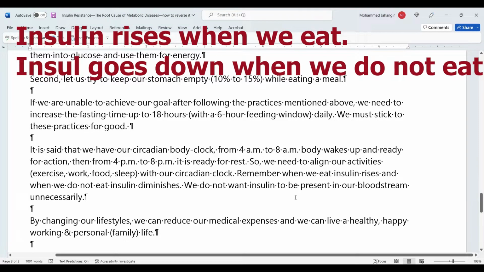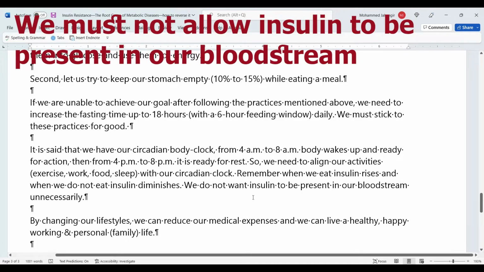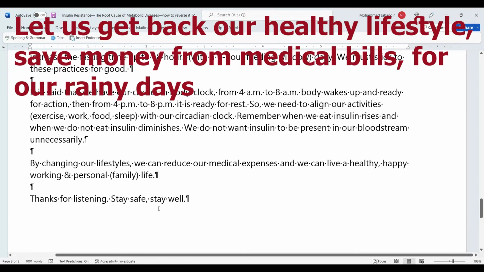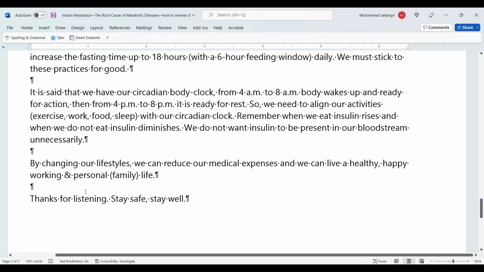Remember, when we eat, insulin rises, and when we do not eat, insulin goes down. We do not want insulin to be present in our bloodstream unnecessarily. By changing our lifestyles, we can reduce our medical expenses and we can live a healthy, happy, working, and personal life, including family life.